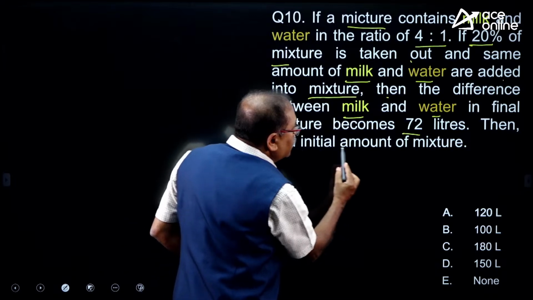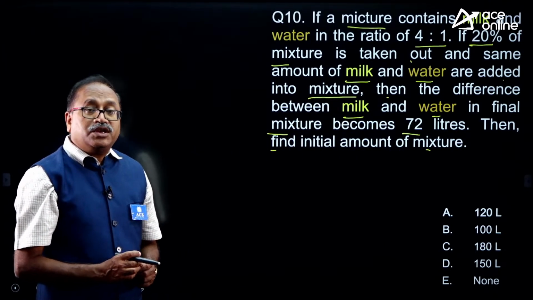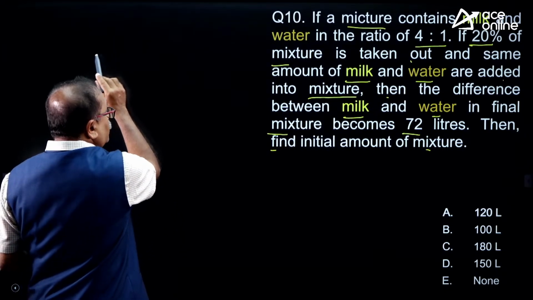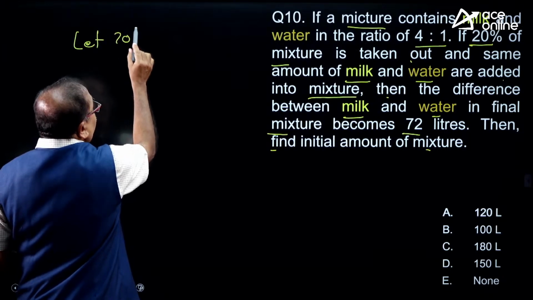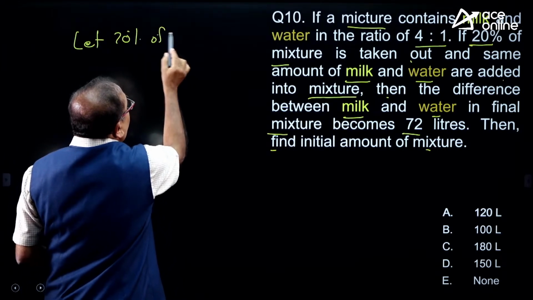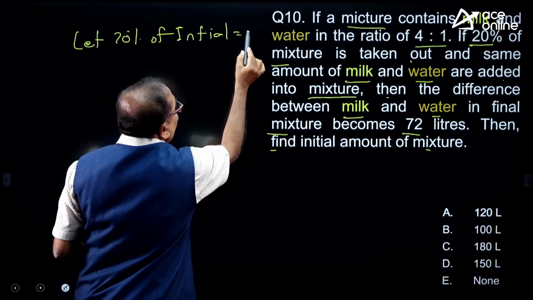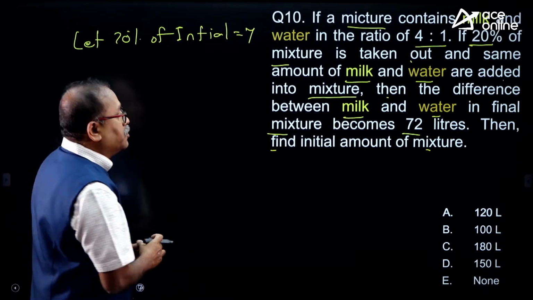Then find the initial amount of mixture. I will assume that 20% of the initial amount is y. I will start this way: y is the 20% which is taken out.